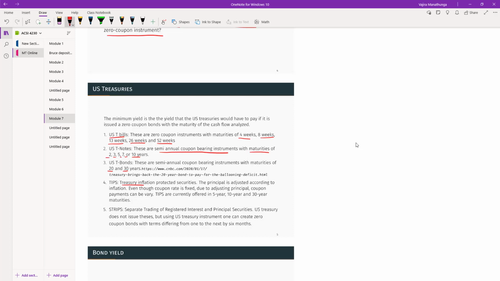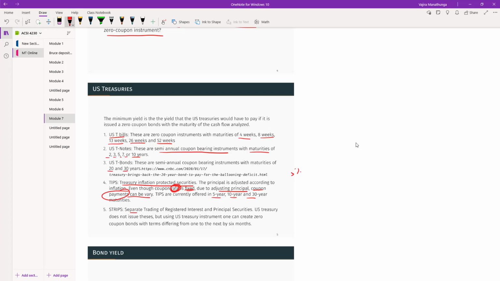TIPS are called Treasury Inflation Protected Securities, and the principal is adjusted according to inflation. TIPS are currently offered in 5-year, 10-year, and 30-year. The coupon rate is fixed, but because the principal is adjusted, you don't have to worry about inflation, and the coupon payments can vary. For example, the coupon rate is 3%, but since the principal is adjusting, the coupon payment is going to be different depending on the time. If there is high inflation, you have a higher principal amount, so you get a higher coupon amount.